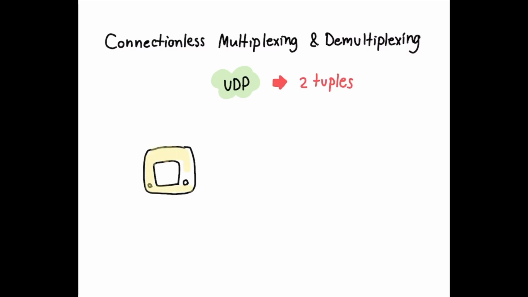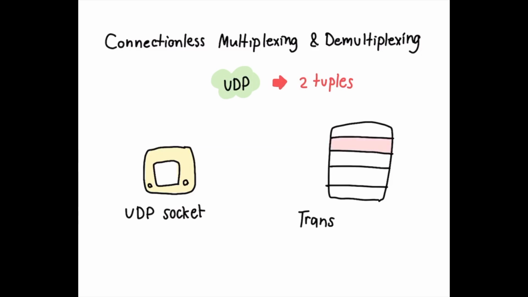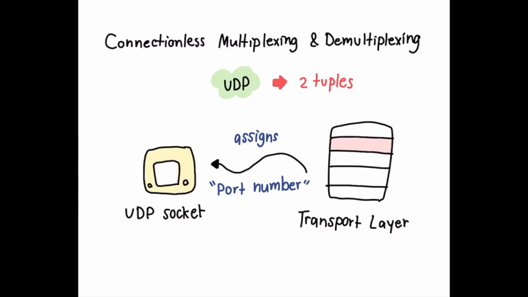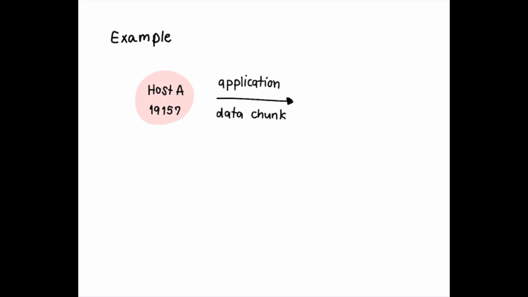Connectionless multiplexing and demultiplexing. UDP with two tuples. When a UDP socket is created, the transport layer automatically assigns a port number to the socket. An example of this would be for host A with the UDP port 19157 to send a chunk of application data to a process with the UDP port 46428 in host B.